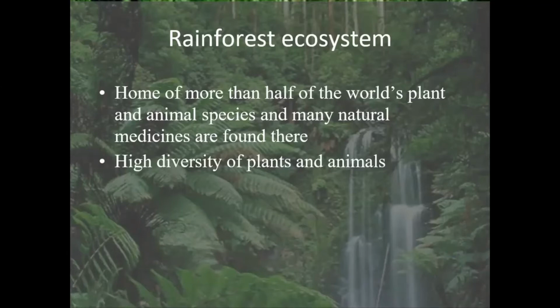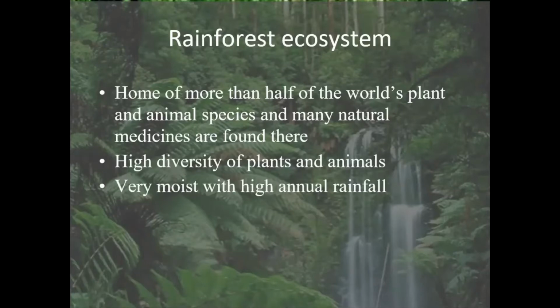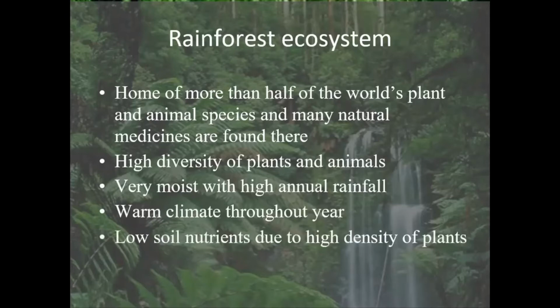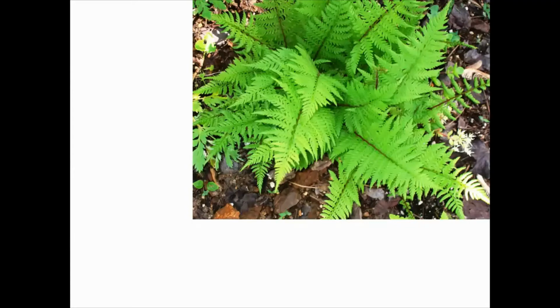Skip again, please. It's very moist because usually a rainforest ecosystem has very high annual rainfall. Those are the tall trees. They usually have tall trees, and trees are usually clumped together as well. The warm waterfalls are nice. They have a warm climate throughout the year, but on the other hand, there's low soil nutrients because there's always rainfall, and plants are always competing for nutrients. Yeah, exactly, they're competing.